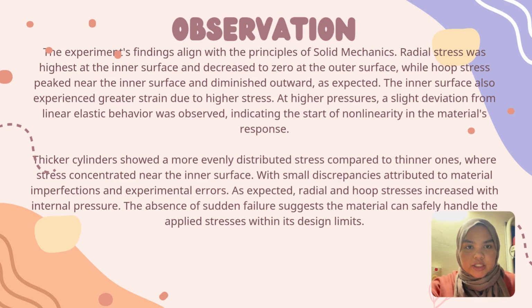For observation, the experiment's findings align with the principles of solid mechanics. Radial stress was highest at the inner surface and decreased to zero at the outer surface, while hoop stress peaked near the inner surface and diminished outwards. As expected, the inner surface also experienced greater strain due to higher stress.